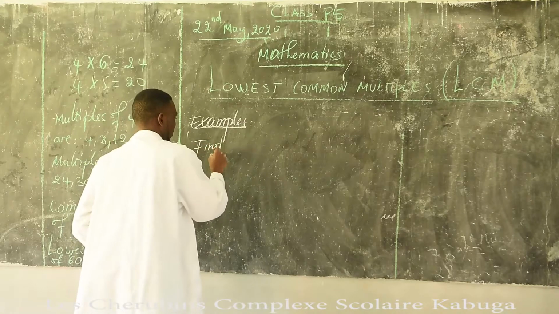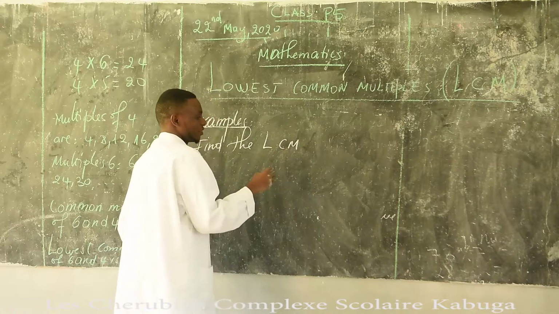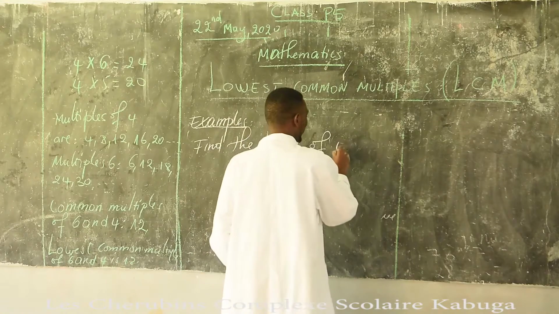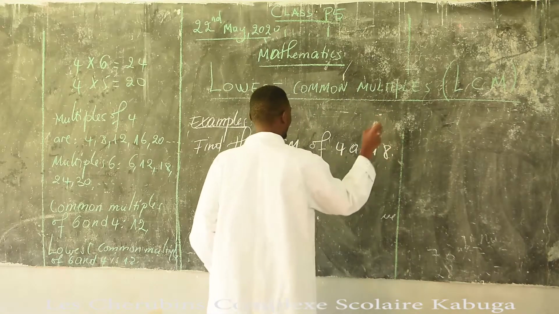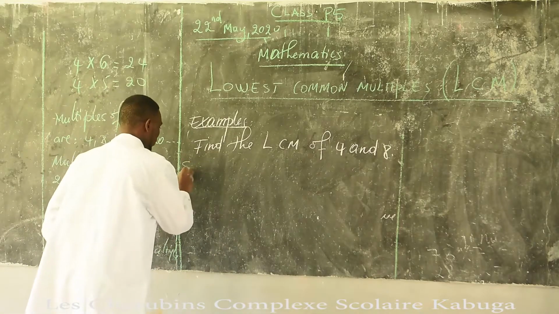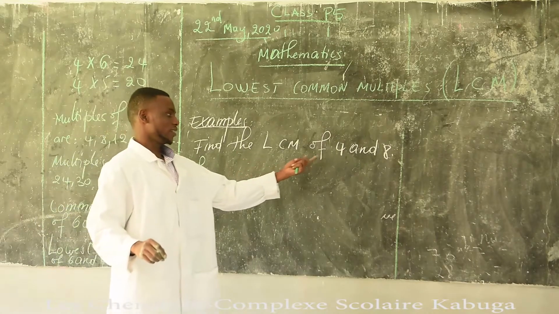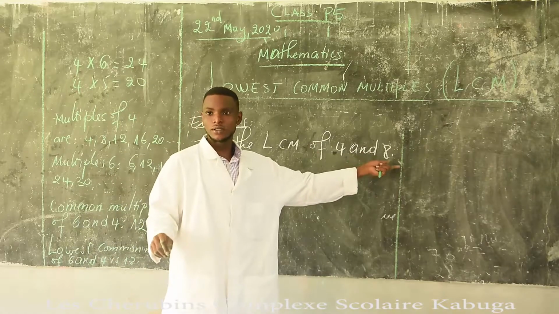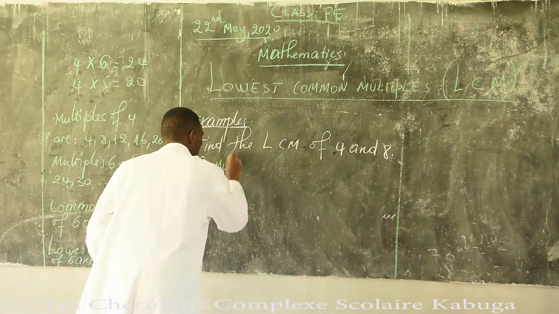Find the lowest common multiple of 4 and 8. As I have said here, the solution: you need first of all to calculate the multiples of 4 and also the multiples of 8. What are the multiples of 4?